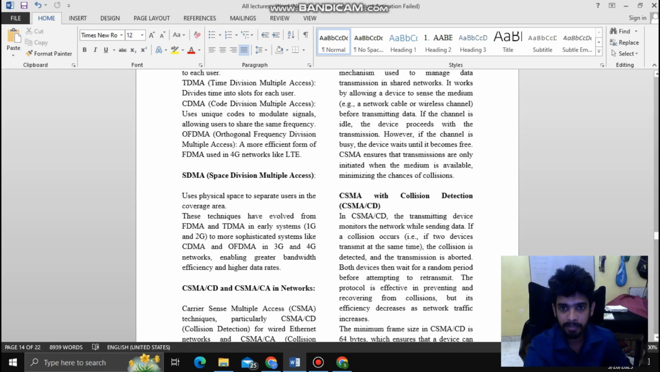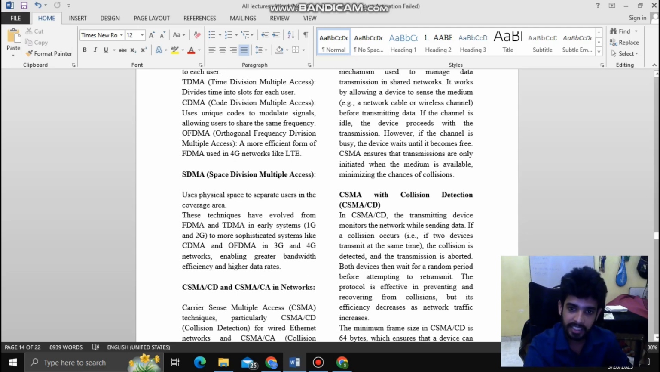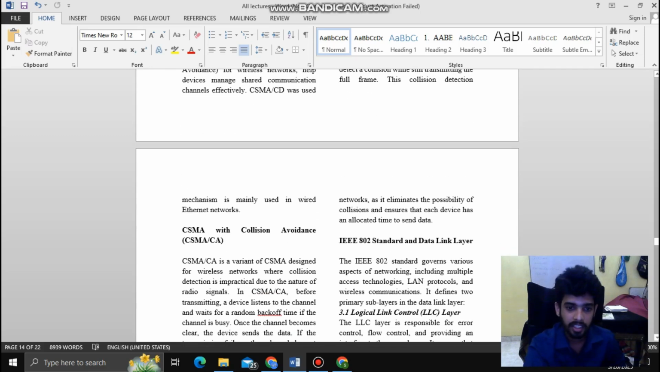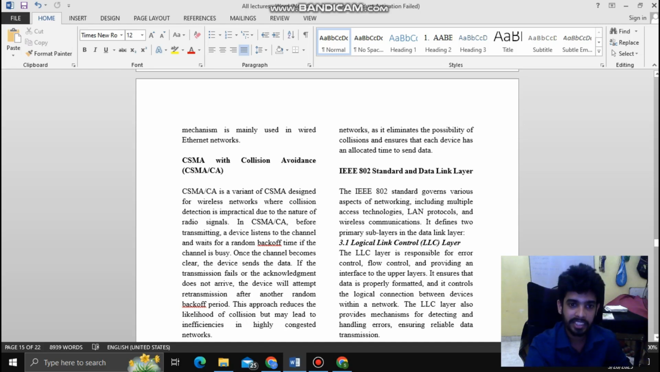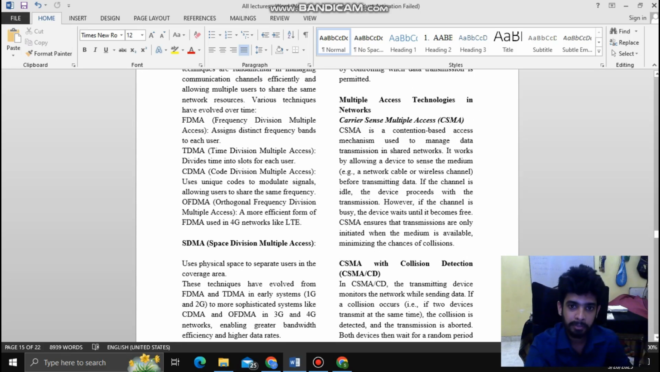If we talk about CSMA in multiple access, this is used to manage data transmission in shared networks. It works by allowing devices to sense the medium before transmitting. With collision detection, if a collision is detected, the transmission is aborted, so it is not done. But in collision avoidance, it transmits the data, and if a collision is detected, it backs off for some random time. Once the channel becomes clear, it resends the data. So these are some multiple access technologies in networks.